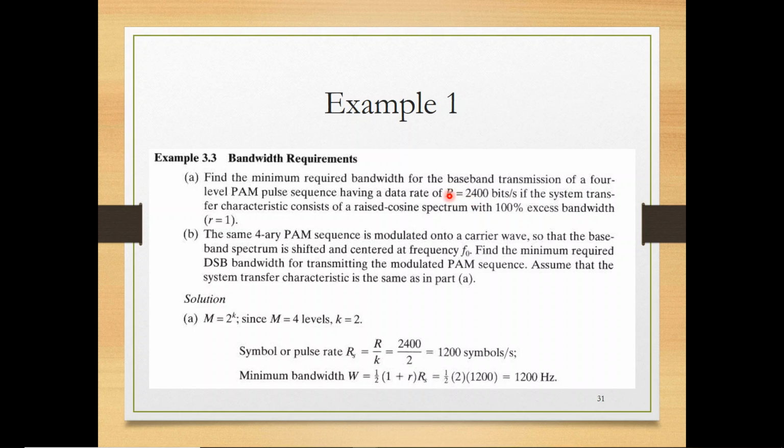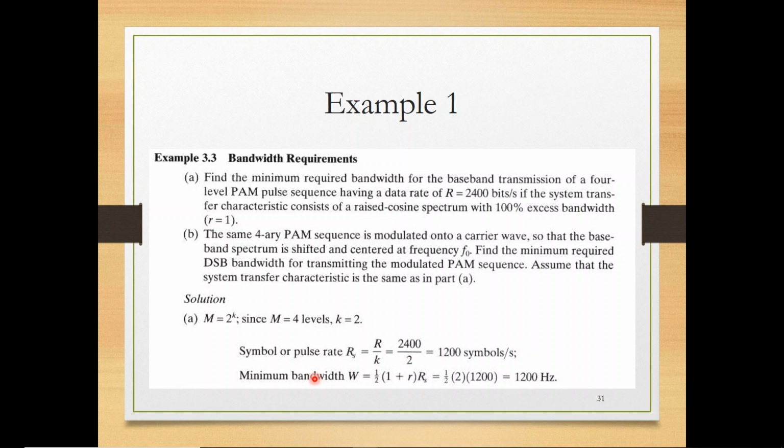The question gives me the data rate. It says that we use 4-level pulse amplitude modulation, and this is the bit rate. So what's the symbol rate? The symbol rate is equal to the data rate over the number of bits you use for pulse amplitude modulation. How many bits do you use? 2. So the symbol rate is R over K, which is log 2 of the number of levels. In this case, you have 1,200 symbols per second.